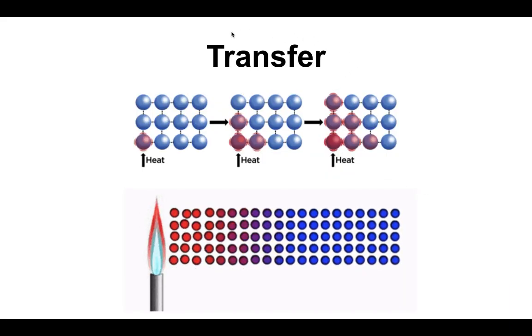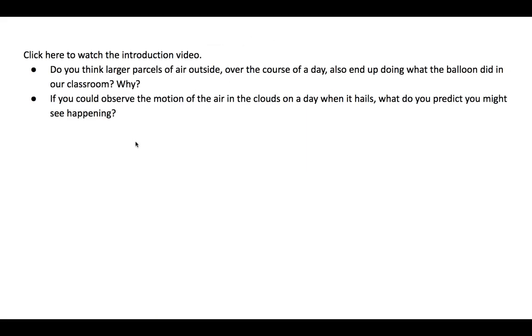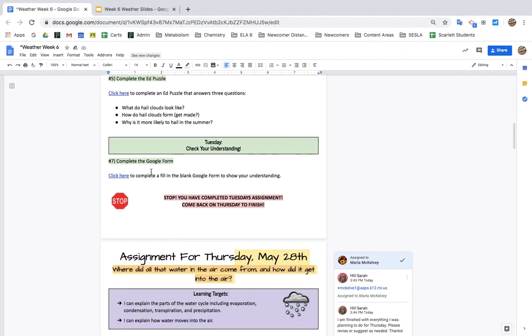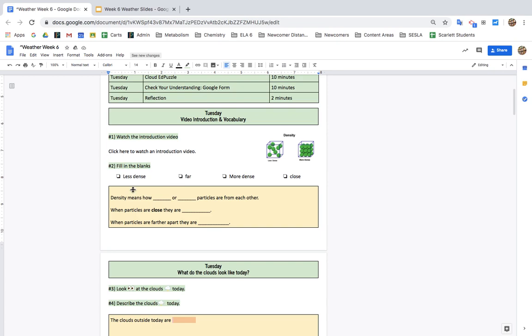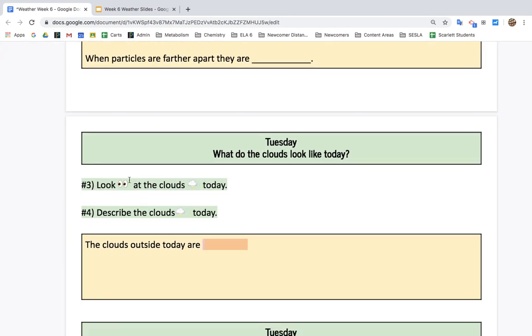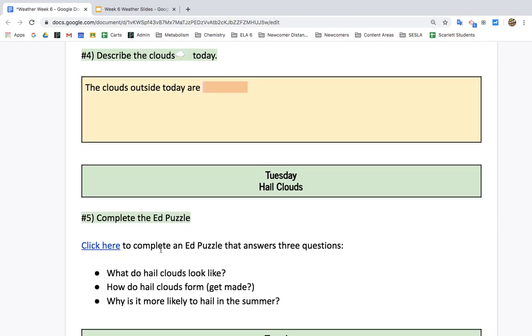The last word is transfer. Transfer means to move. We'll be talking about how thermal or heat energy can transfer between molecules. Let's look at today's assignment. It's pretty short. You're going to start by filling in the blanks and then going outside or looking out the window to write about the clouds.